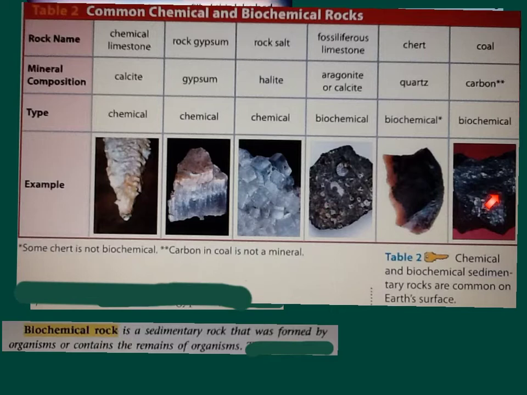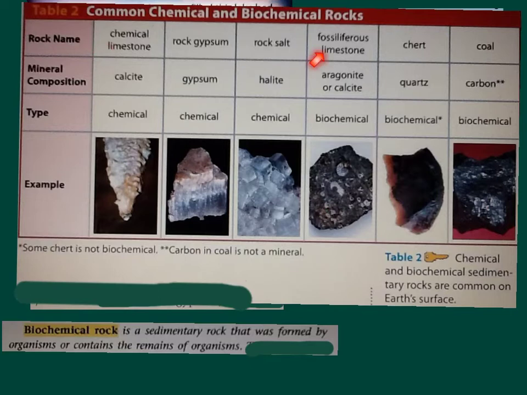Okay, so let's take a look at this chart. I want to ask a couple of questions because I noticed a couple of things when I saw the chart, and that's limestone. Notice how it appears twice on this table. Explain why limestone appears in two different places on the chart. Why do you think that is?